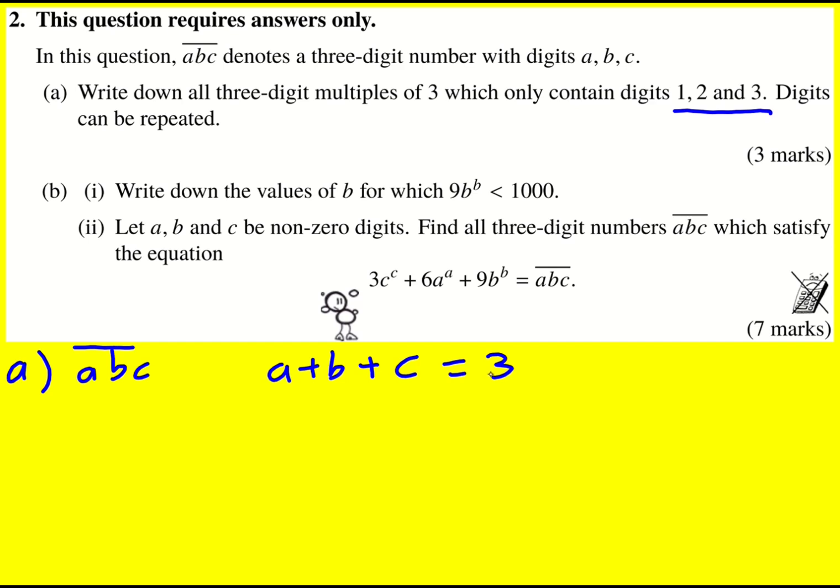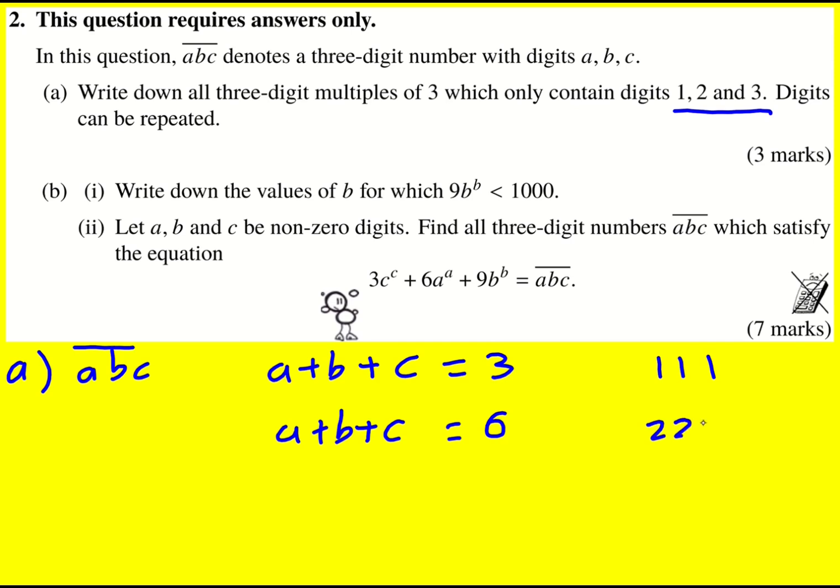So if A plus B plus C is 3, I think we're not allowed to have 0. So for this, it's got to be the number 1, 1, 1. That's the only one. Right, what if they could equal 6?